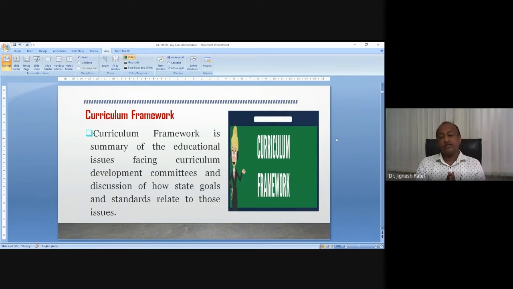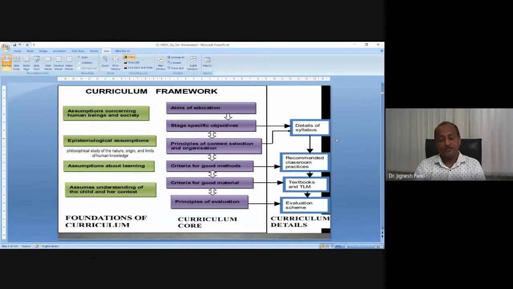The curriculum framework is a summary of educational issues facing curriculum development committees, and a discussion of how state goals or national goals and standards relate to those issues. We can understand this curriculum framework by watching this chart. You can see that a number of terms are there. On the top, in the center, are the aims of education. So what are the aims of education?